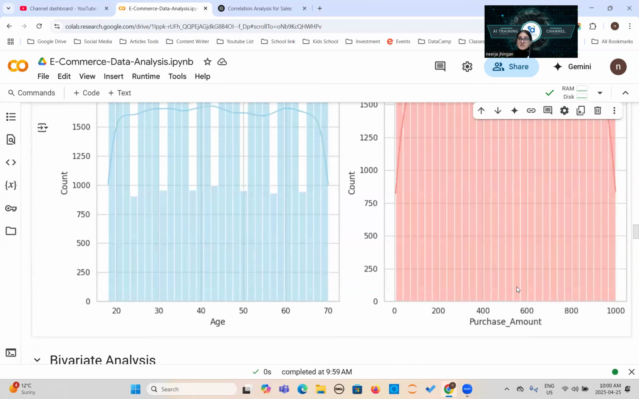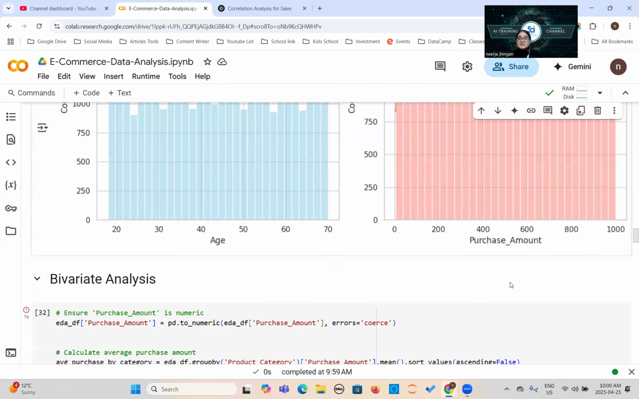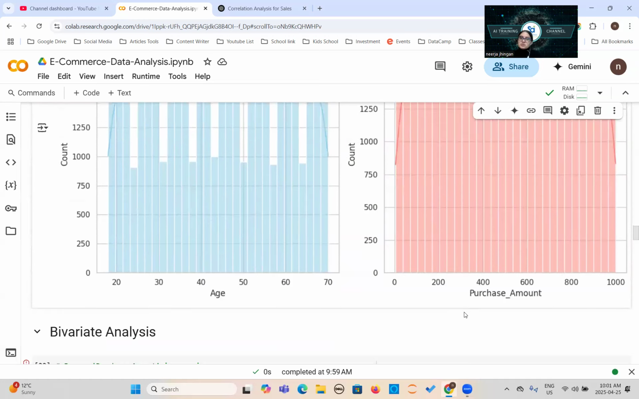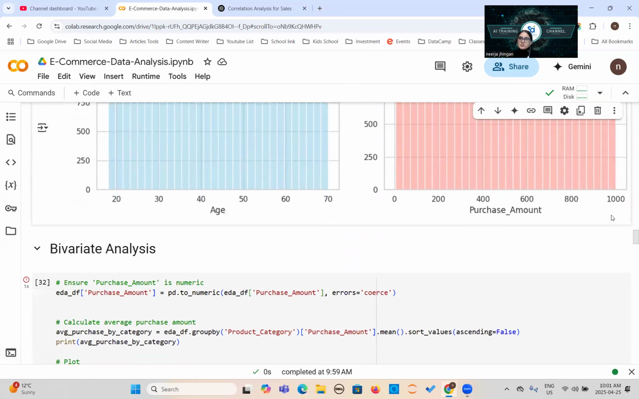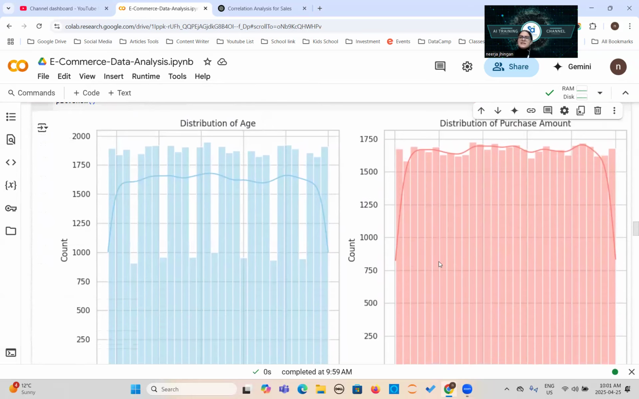And look at this purchase amount. This will give the idea to your stakeholder, like the count. This is a purchase amount from $0 to 1,000, or maybe 0 rupees to 1,000 rupees, right? Purchase amount of your product. So most of the people are buying the 1,000 rupees or $1,000 purchase amount too, right? It can be any unit. I'm assuming it in general.